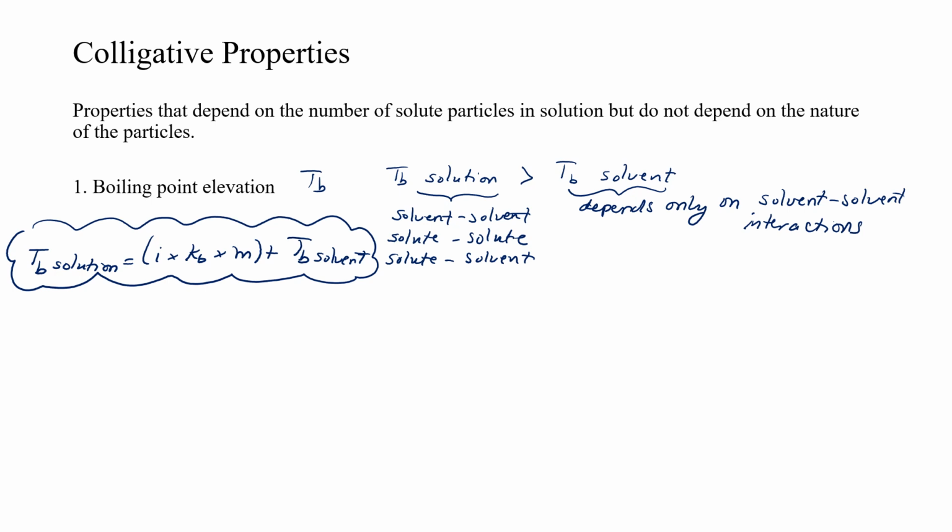And then the letter i represents the number of particles that you have in a solution. The numerical value of i, the number of particles in a solution, is going to depend on the type of solute that you have. Ionic versus covalent.